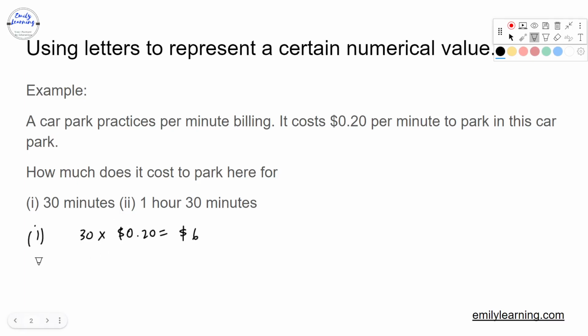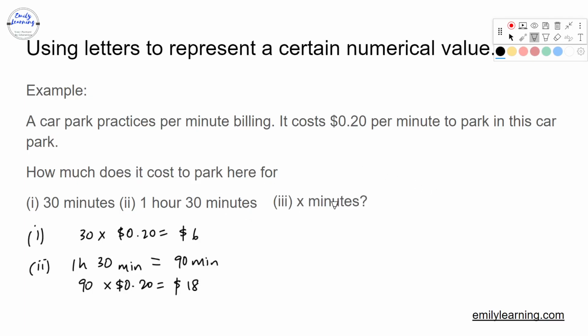Next, how much does it cost to park here for 1 hour 30 minutes? Because it is charged at 20 cents per minute, you must first convert the 1 hour 30 minutes to minutes only, which is 90 minutes. Then we take 90 minutes times 20 cents, which will give us $18. Wow, that's really expensive. All right, so now how much does it cost to park here for X minutes?